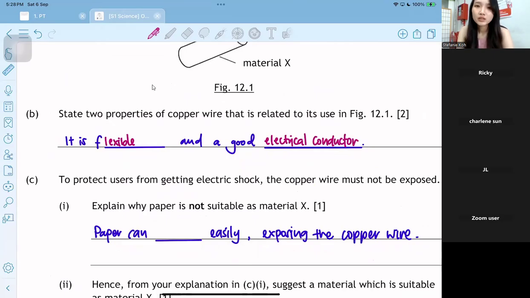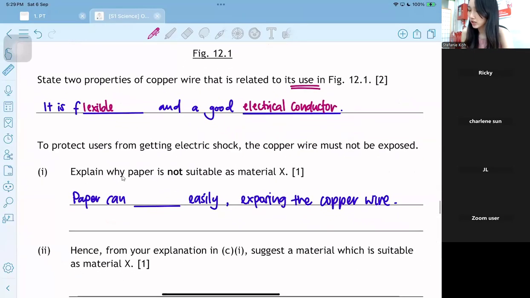Poor conductor of heat is not related to its use per se, right? The heat does not have anything to do with its usage as an electrical conductor. So that it does not fuse. The fusing is the melting. Then that will be melting point. Yeah, not thermal conductivity.